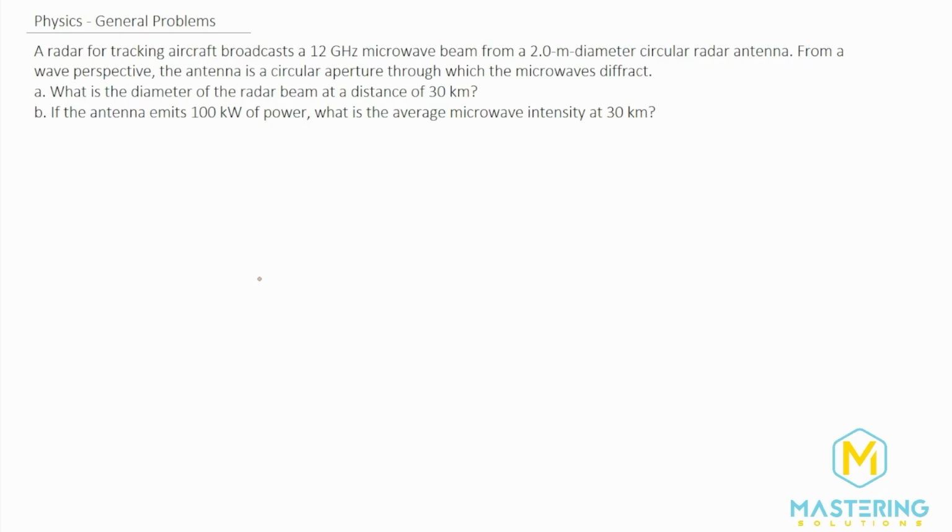This question is a little tricky just because it forces us to pull back some information from previous chapters. But really it's a circular aperture question. The antenna they're talking about is acting as the circular aperture through which these microwaves are getting diffracted out. And so at 30 kilometers, we have to figure out what's the diameter of that.